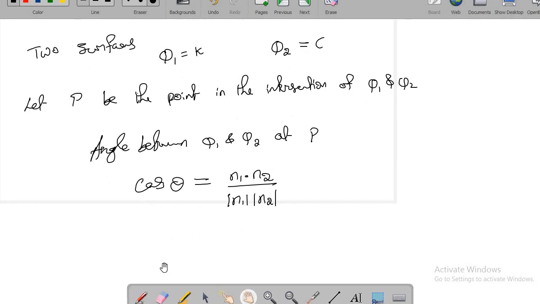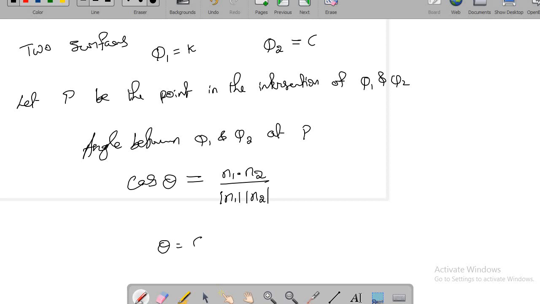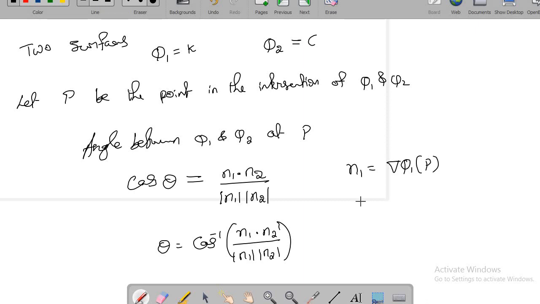But if you want exactly theta, it will be given by cos inverse of n1 dot product with n2 by their magnitudes, where n1 is nothing but gradient of phi 1 at P, and similarly n2 here is gradient of phi 2 at P. So this is how you can find the angle between two surfaces. All that you need is the normal vectors to those surfaces. Once you know the normals and you see the angle between the normals, you can say that that is the angle between the surfaces.